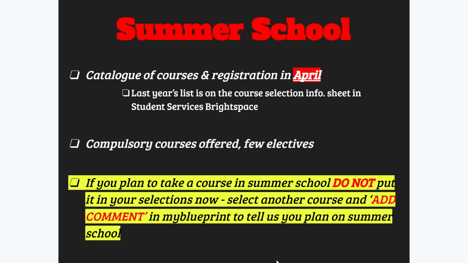Summer school registration and information will be available in April. Last year's course offerings are available for you to reference in the Student Services Brightspace shell. Traditionally, compulsory courses are offered in summer school with very few electives being offered. Please do keep that in mind when you plan. If you plan to take a summer school course, do not include it in your course selections for OT. Please select an alternative course, and in the comments section, please let us know what your summer plan is.